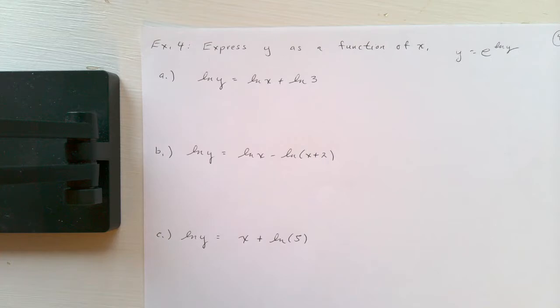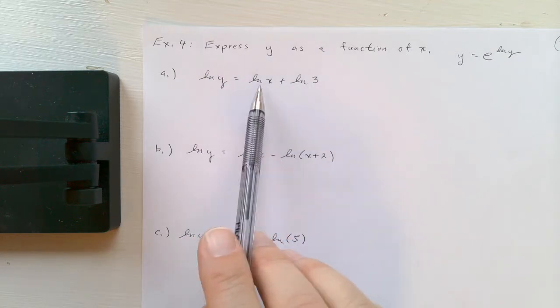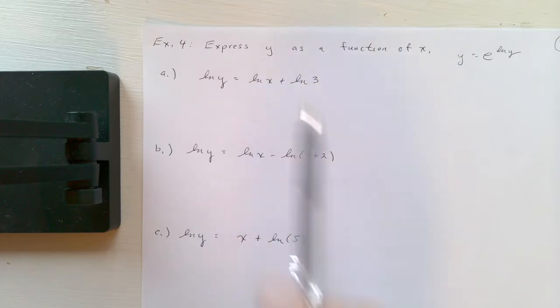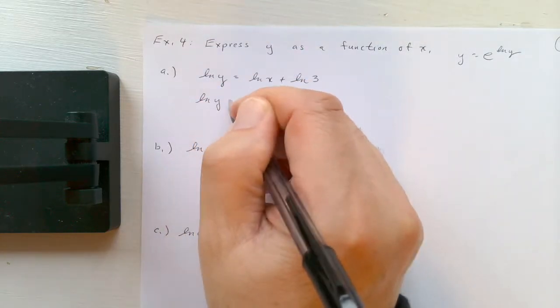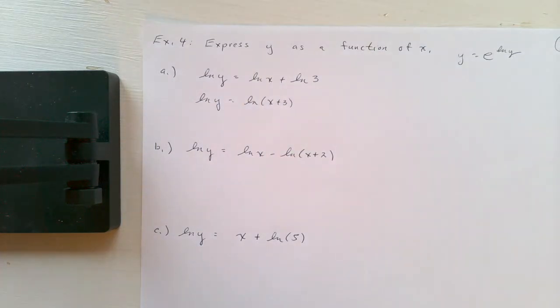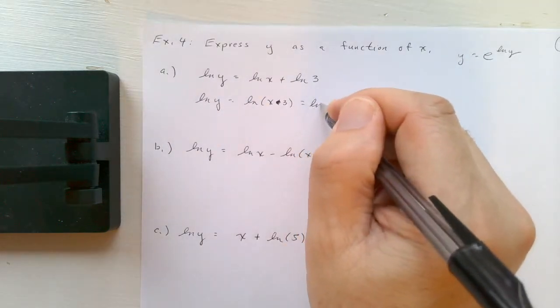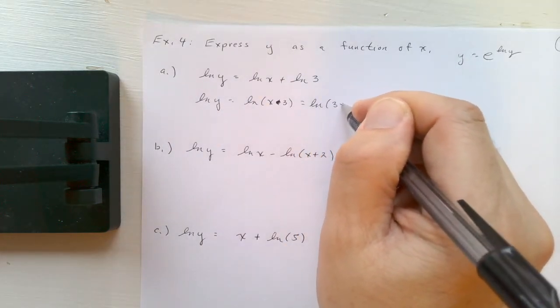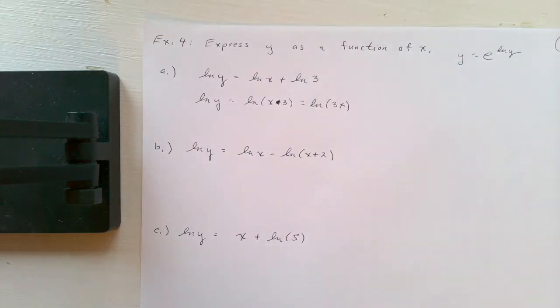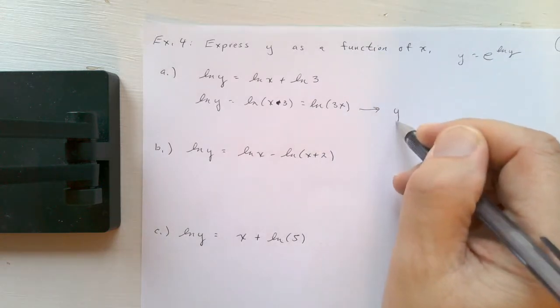Okay. Now, in this case, we have natural log of y is something. We're going to combine this into one logarithm. It says that natural log of y is the natural log of x plus 3. Sorry, it's x times 3. Shame on me. Which is the same thing as log of 3x. And then we can use the one-to-oneness again, and this will tell us that y is actually 3x.